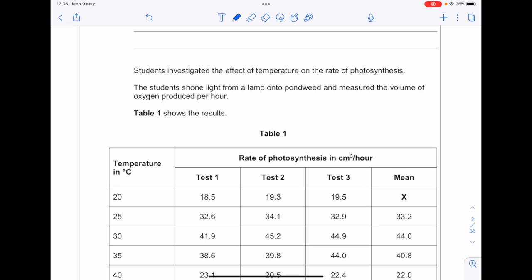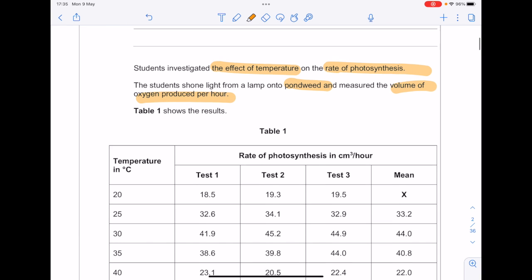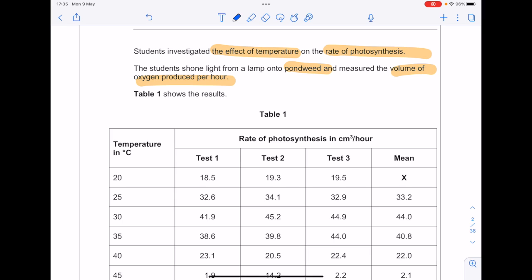Students investigated the effect of temperature on the rate of photosynthesis. The students shone light from a lamp onto pondweed and measured the volume of oxygen produced per hour. So remember, what they're changing is the independent variable, so that's temperature here, and what they're measuring is the volume of oxygen, so that's the dependent variable.